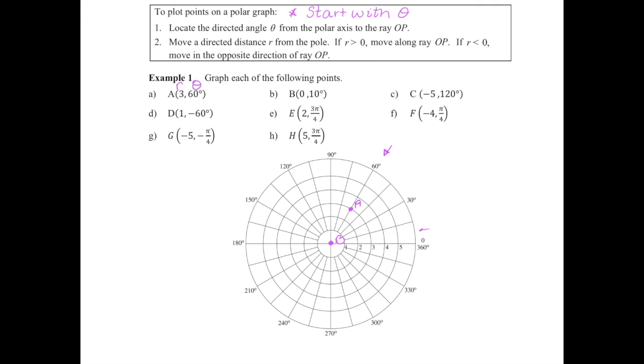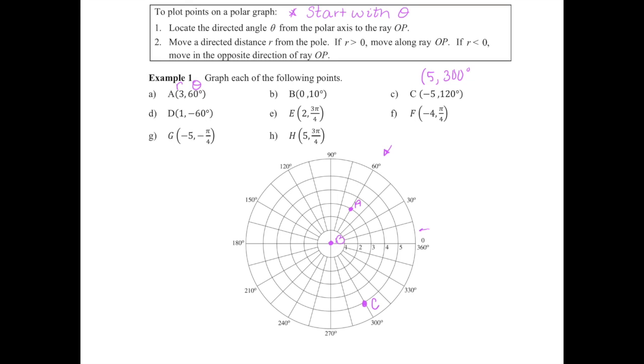Part C, (-5, 120 degrees). So I'm going to go first, we know, to 120 degrees. And we're not only at 5, which is this ring, but we're at -5. So I need to go to the opposite side of the pole, which would bring me to here. We could also say that letter C is also the same as (5, 300 degrees).